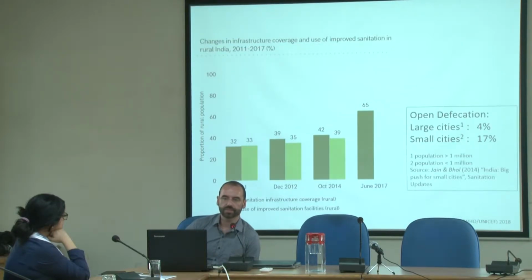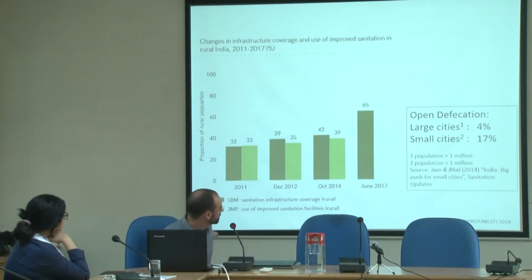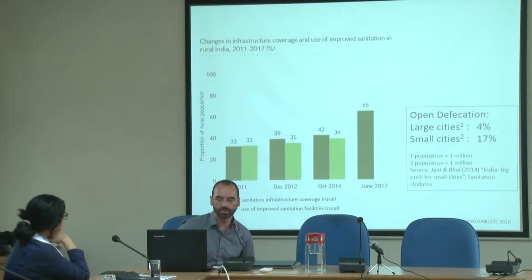And there's still this question about, okay, even if you build it, which is what this Swachh Bharat mission, SBM, that's the dark green bars. Even if you build it, it doesn't necessarily mean that people are going to use it. So you can see that the SBM bars, at least for 2012 and 2014, are slightly higher than the JMP estimates.